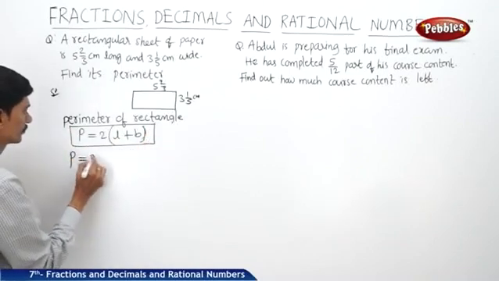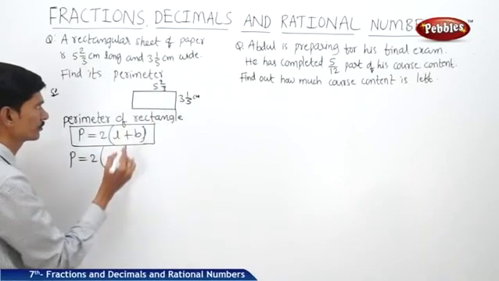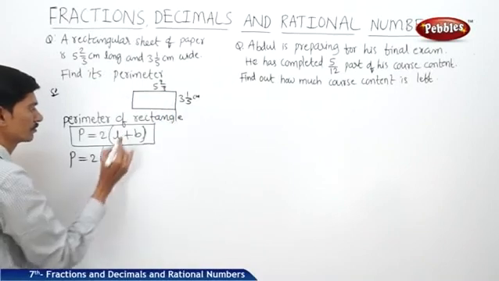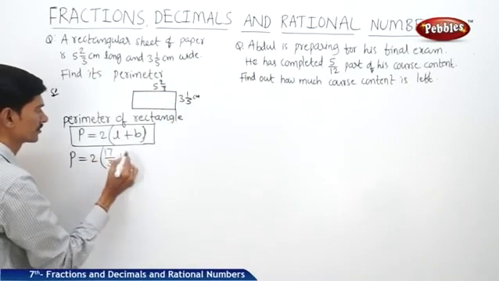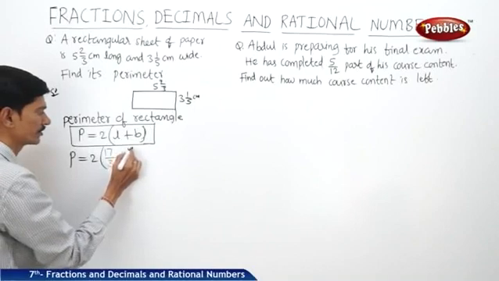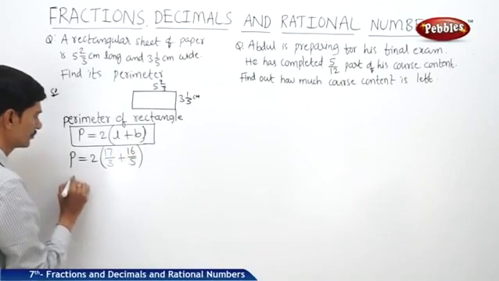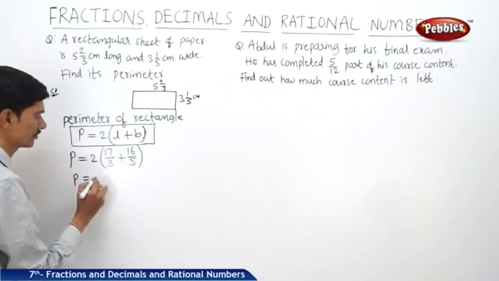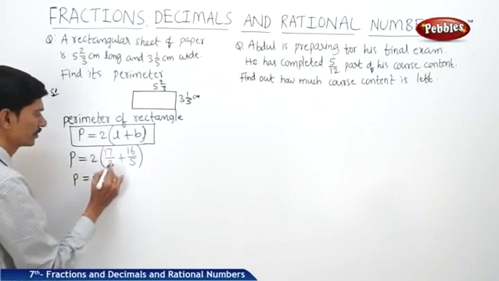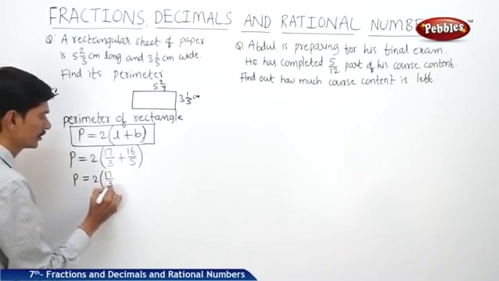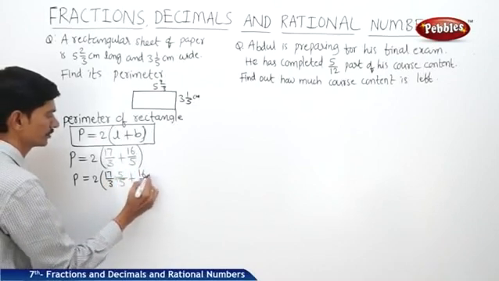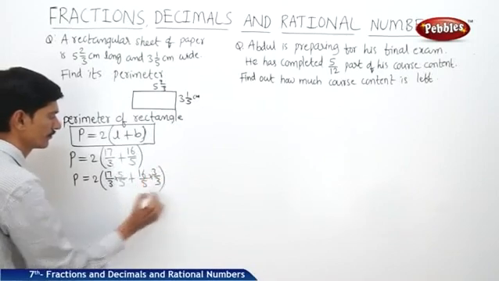Now this P equals 2 of length, which is 5 2 by 3. So if you convert into the improper fraction, 3 fives are 15 plus 2, 17 by 3, plus 5 threes are 15 plus 1, 16 by 5. Now here also these two fractions are unlike fractions and the LCM of the denominators is 15, so we take 2 of 17 by 3 into 5 by 5 plus 16 by 5 into 3 by 3.